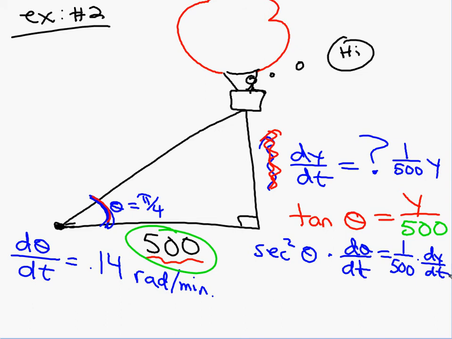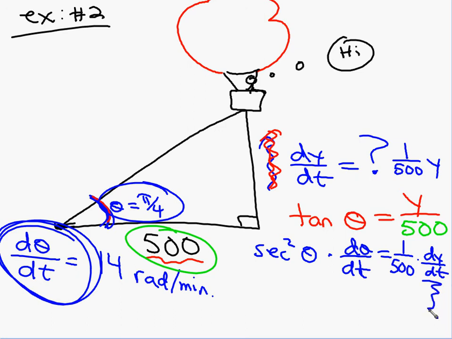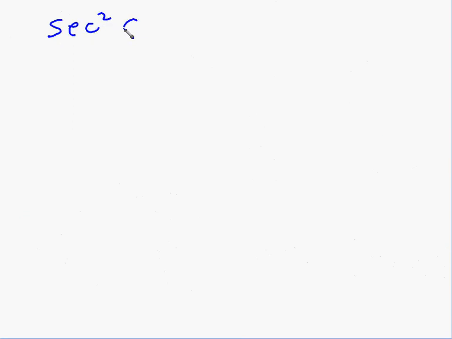Wasn't I given d theta dt? Okay? I was given d theta dt. All right? And I was given an angle for that instant, right? So I've got lots of information here, all right? And I'm trying to find dy dt. So I'm out of room here. Let me recopy this. Secant squared theta times d theta dt equals 1/500th dy dt.